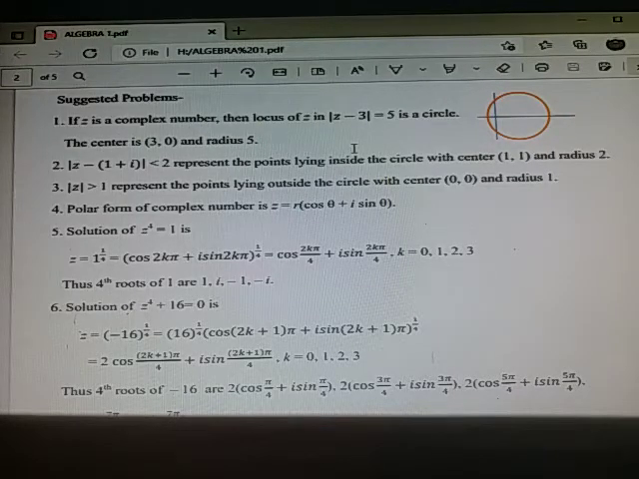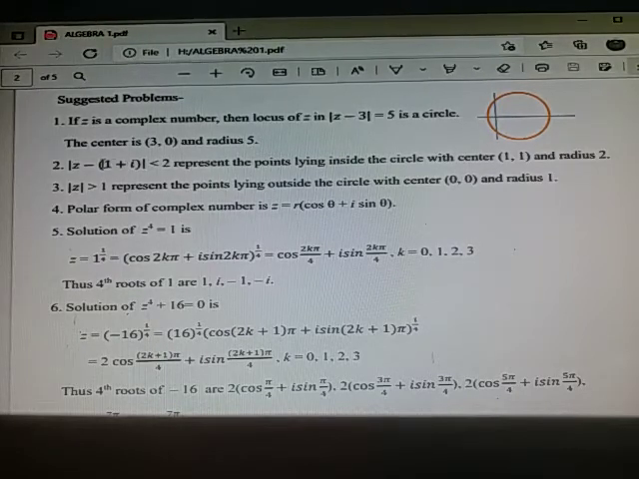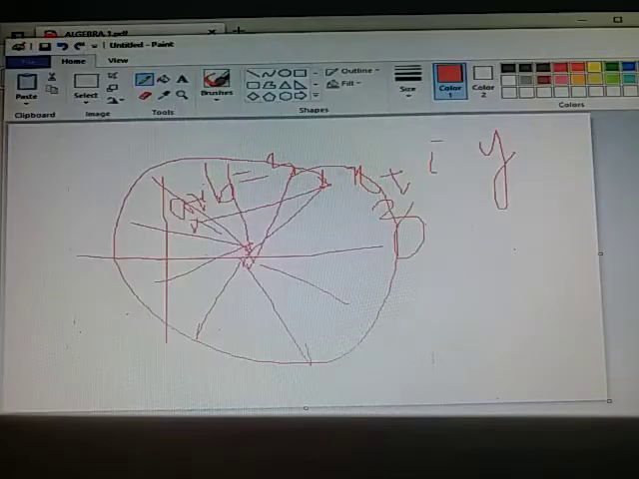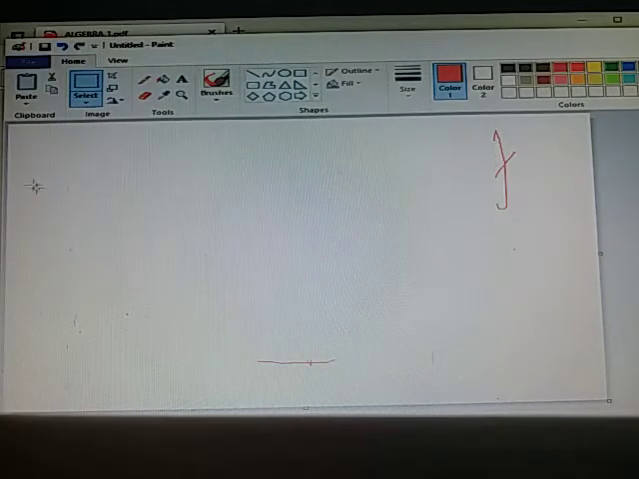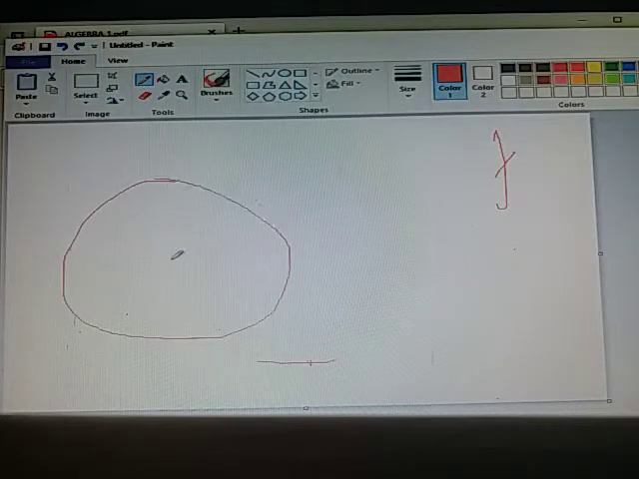Then this one, again a complex number, 1 plus i. In the complex plane you see 1 plus i. So z minus (1 plus i) is less than 2. So here you see, z minus (1 plus i) is less than 2.